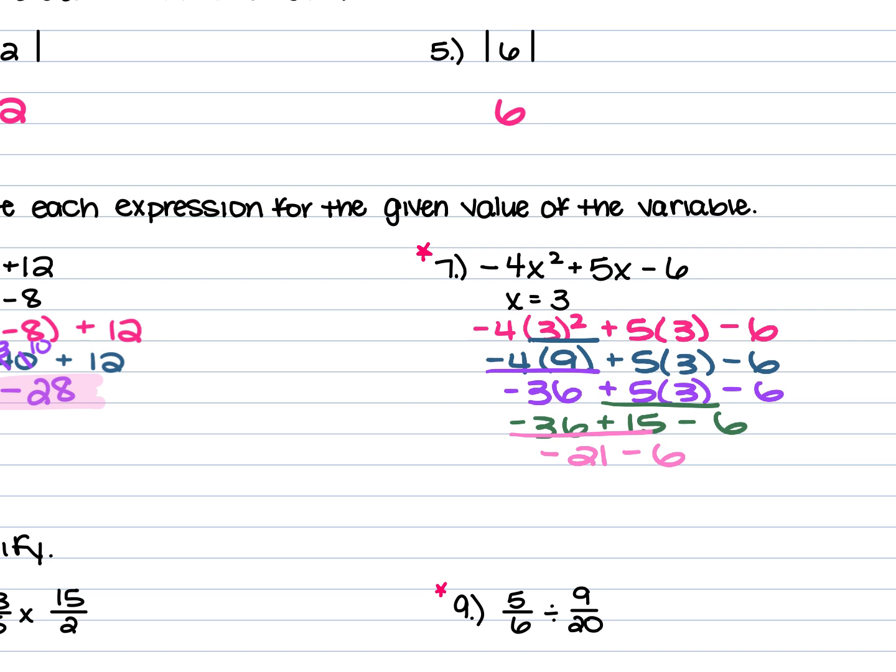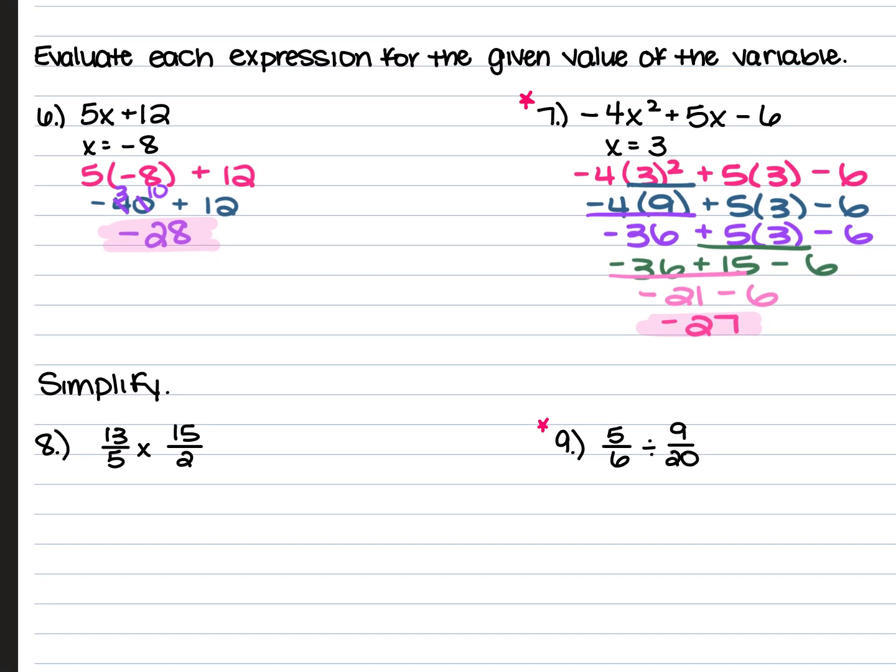From here, you have negative 21 minus 6. Same signs. Keep the sign. Add them. So that's negative 27. So your final answer for this one is just the negative 27. Again, this one is starred, so you're gonna see one like this tomorrow on your quiz.